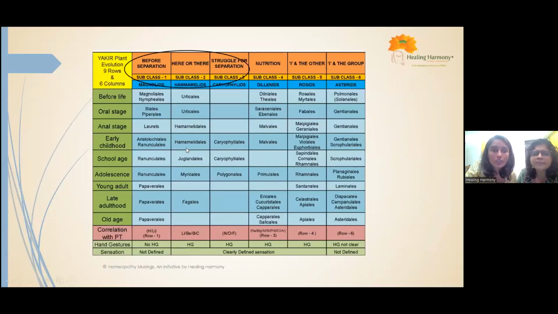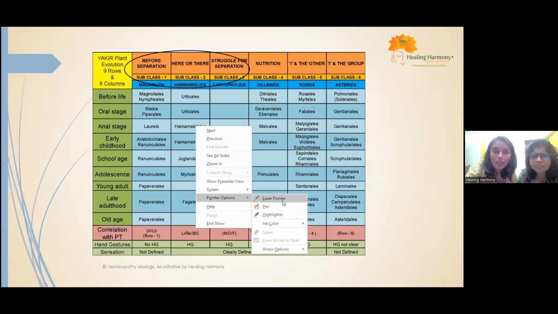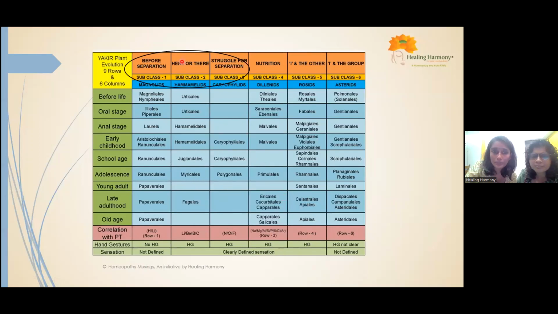Okay. So you see this screen, right? This is the plant chart. And all these three, subclass 1, subclass 2, and subclass 3, they are very, very similar. And all of these three are before separation from the womb. Okay.